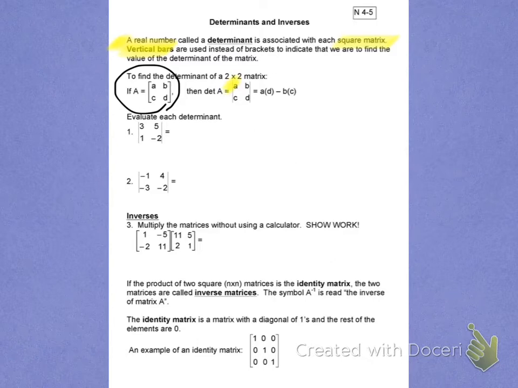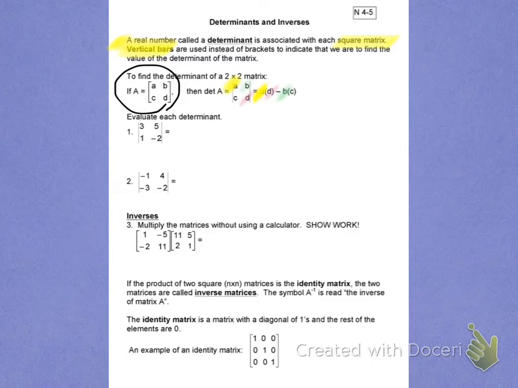So I'm going to use a little highlighter here. There's A, and now we have D. So A times D, you multiply those, and then the sign is always minus between them. So it's A times D minus B times C.